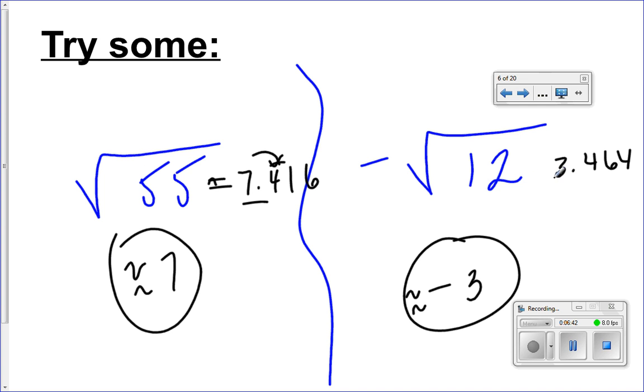Looking here, square root of 12 will give us about 3.464. So again, look next door: 5 or greater, add one more, otherwise it stays the same, so we know it's going to round to 3, but there's a negative, so it's about a negative 3.